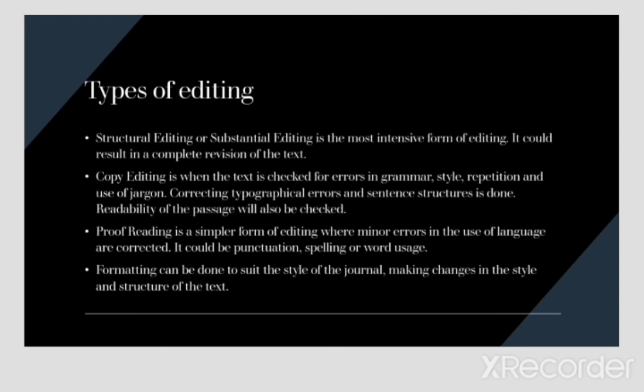So we have to format it according to the style of the journal, or the style the particular journal follows. This is formatting. We make changes in the style and structure of the text. So editing has different types: structural editing, copy editing, then proofreading, and the last section is formatting.